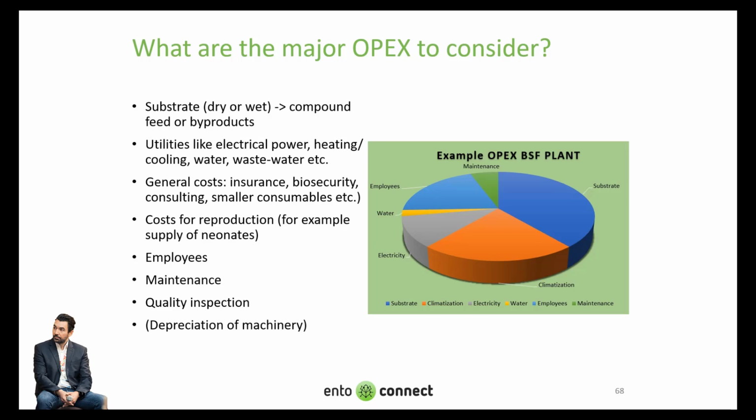So we have the climatization in general. This is also a major block, and then obviously it depends whether the plant is located in Portugal or in other areas, which might be a little bit colder. So we have the electricity, utilities like water, the labor, the employees, and some maintenance. These are the major topics, and what we've seen from previous projects, the main things to highlight is really the topic of the substrate and the climatization.